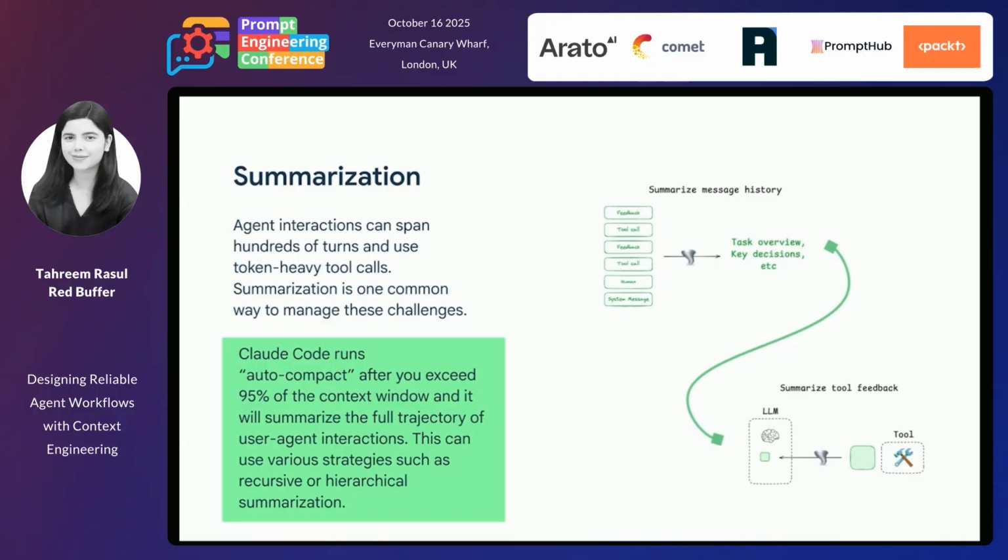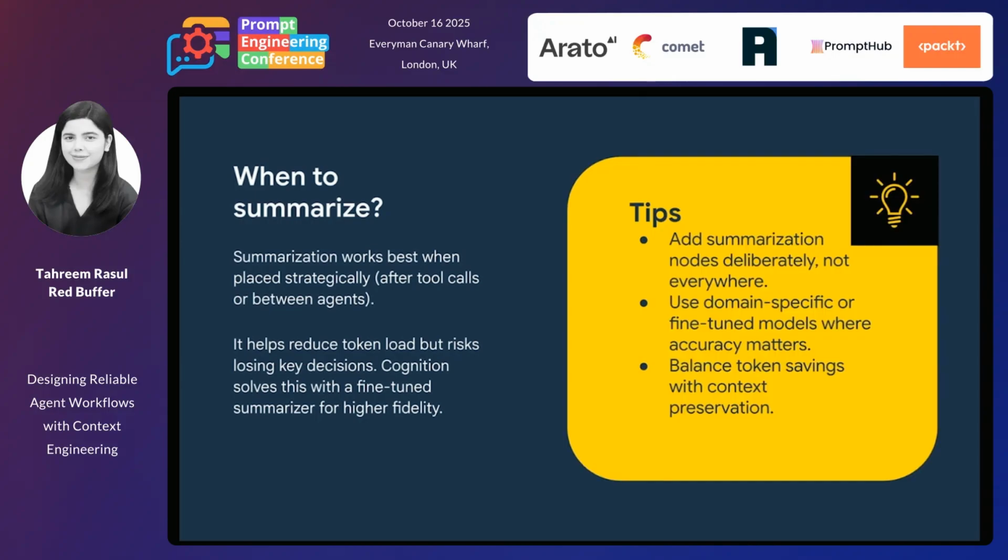Okay. Claude Code runs auto-compact when you exceed 95% of the context window, and it will summarize the full trajectory. So this is being used in a lot of production-grade systems now. And when to summarize, these are some of the tips. You can add summarization nodes deliberately and not everywhere. And you can use domain-specific models where accuracy matters.